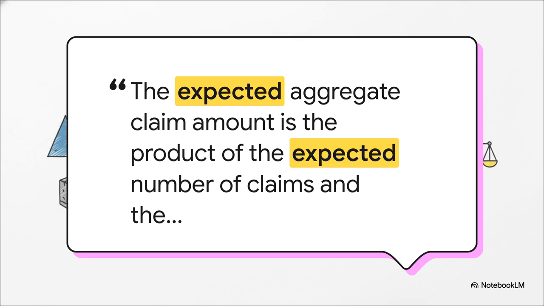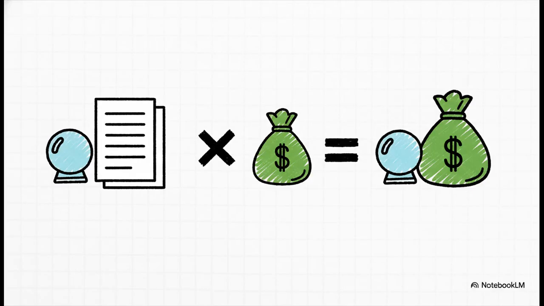Your expected total payout? It's just how many claims you expect multiplied by how big you expect each claim to be. That's it. And if you want to see what that looks like in math terms, it's just E of S equals E of N times E of X. The E just stands for expected value. So the expected total payout is the expected number of claims times the expected size of a claim. Super clean, totally logical, and just unbelievably useful.